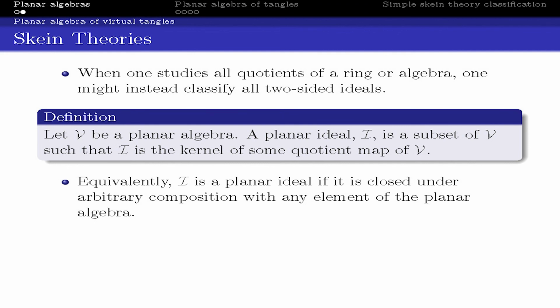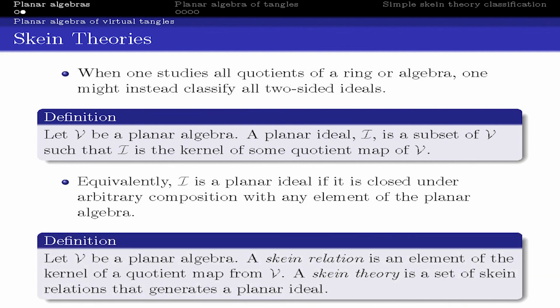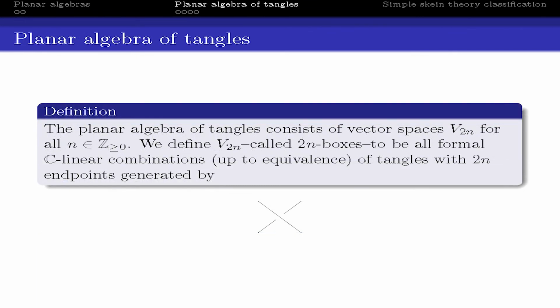And so if V is a planar algebra, a skein relation is just an element of the kernel of a quotient map from V. And a skein theory is a set of skein relations that generates the planar ideal. And in this talk, we will be relying on skein theoretic definitions of planar algebras, which will be really reminiscent of knot polynomials. Our first example of a planar algebra is the planar algebra of tangles.